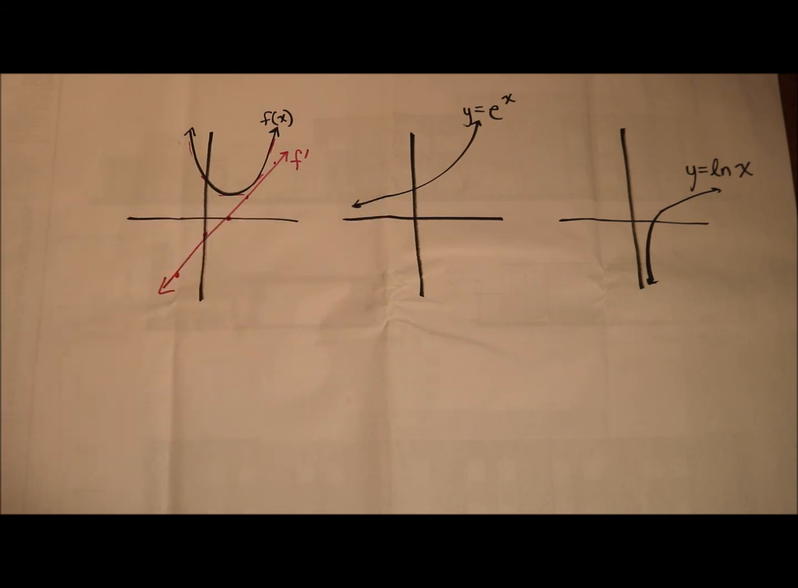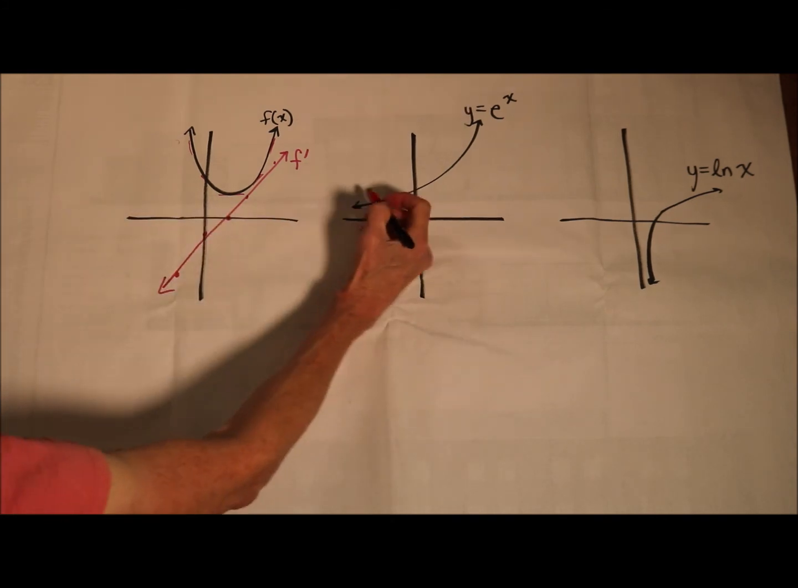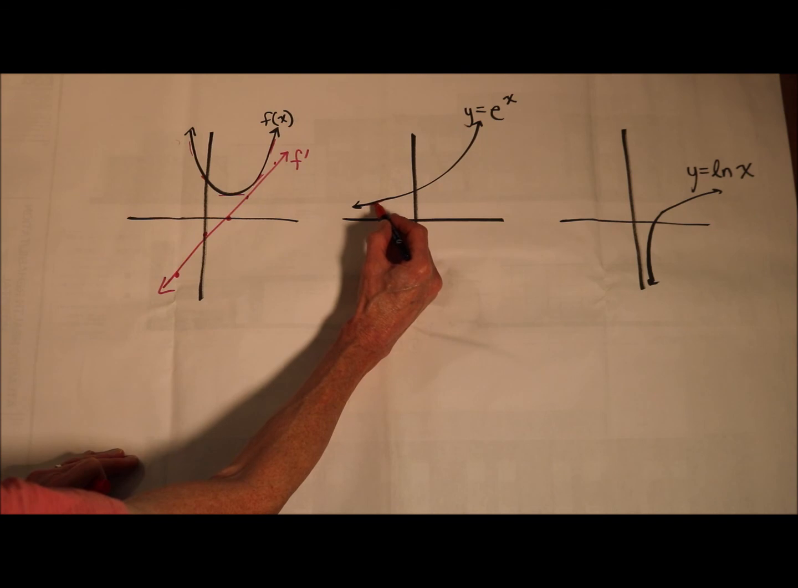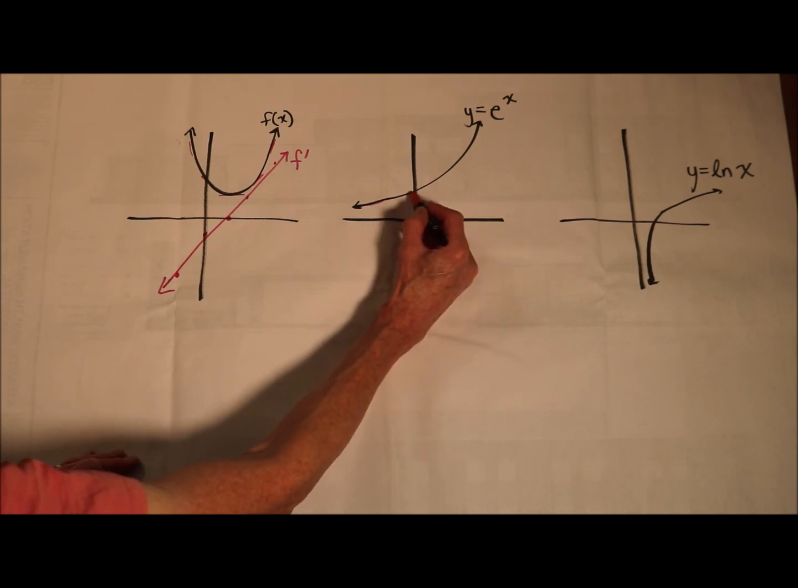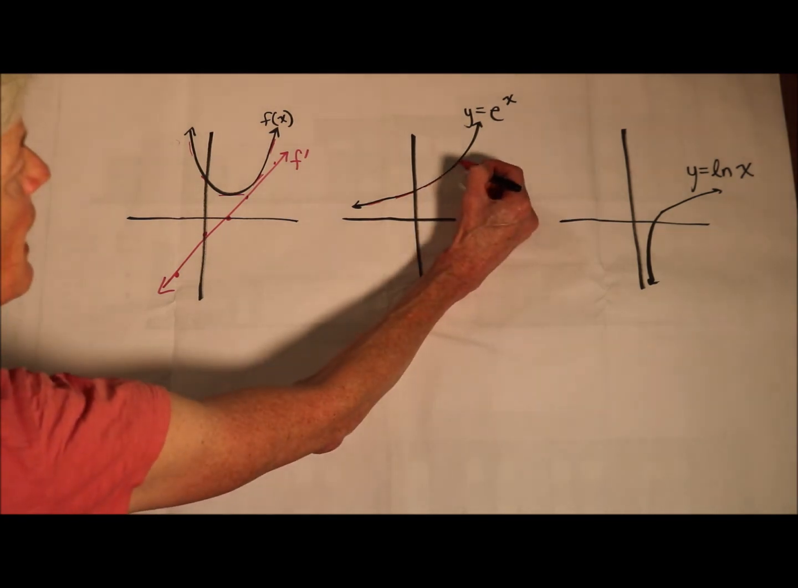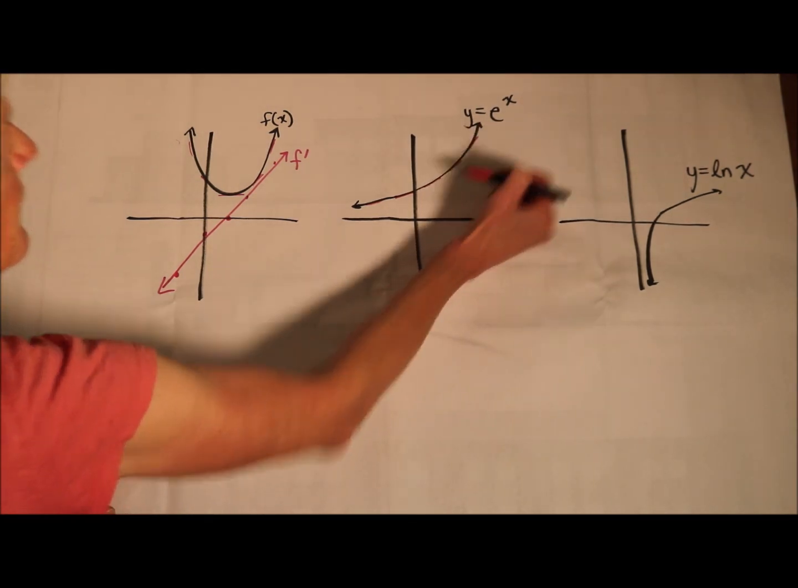Let's do the same thing with y equals e to the x. Let's think about the slope of this function at various points. Well, the slope there is positive, not very steep though, so maybe a small positive number. The slope there is a bigger positive number, and bigger, and bigger, and bigger.